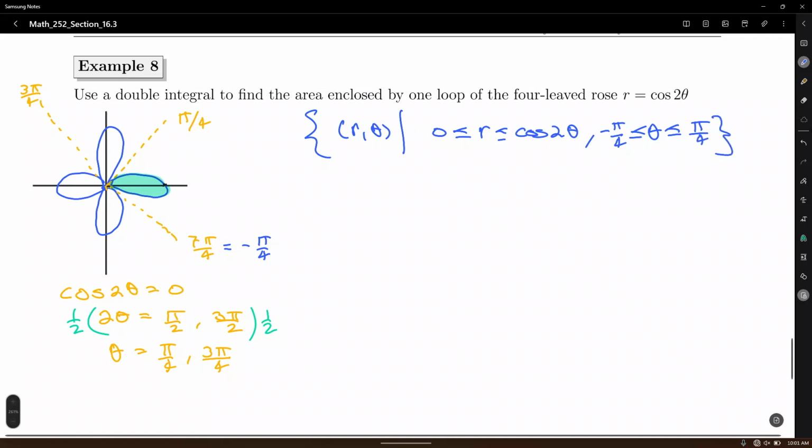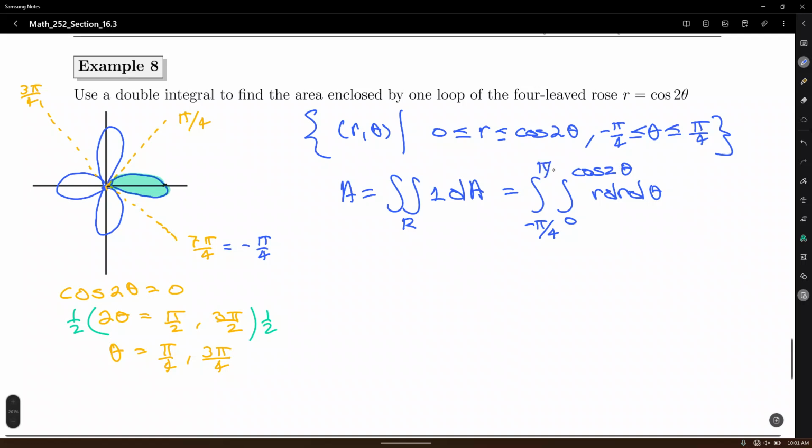So that's the domain of integration. We're ready to set up an integral, an area integral. That is, area equals the double integral of 1 times dA. Recall that when we have a 1 in the integrand, that in a double integral represents area. So that is the double integral of 1 times r dr d theta, where the radius varies between 0 and cosine 2 theta, and the angle varies between negative pi over 4 and positive pi over 4.